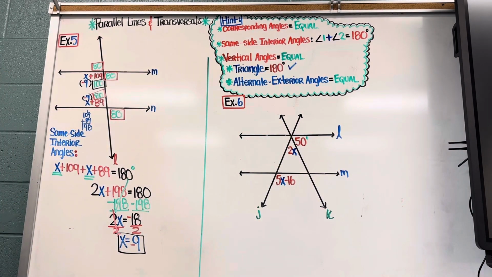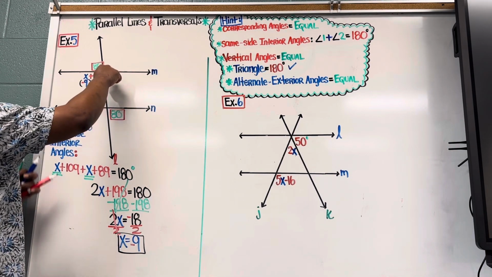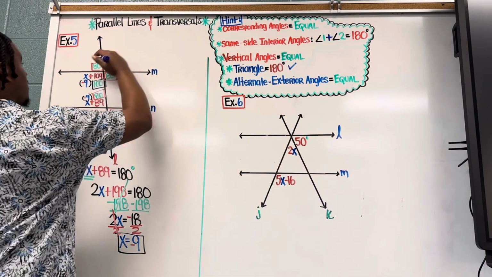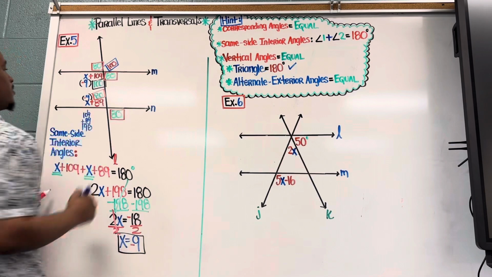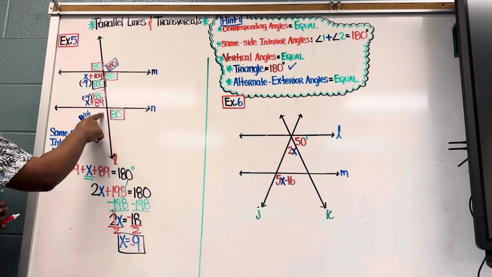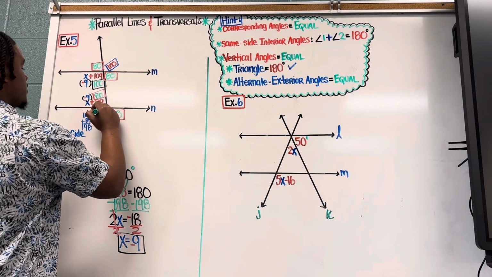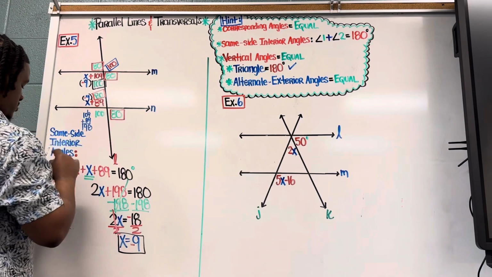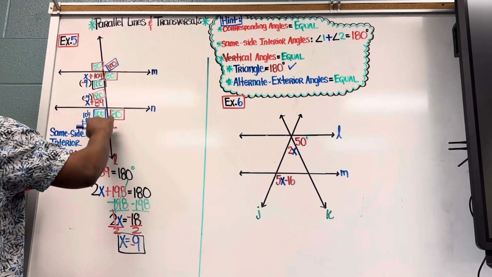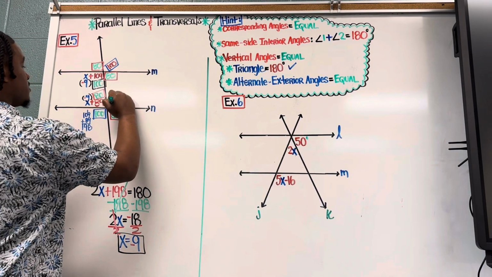Okay? Same thing with the 100. All right? This angle is 100 degrees. It's vertical to this angle, so this angle will be 100 degrees. Okay? This angle, 100 degrees, is corresponding with this angle, meaning that they sit in the same position. So that angle is also 100 degrees. And then last angle, this angle is vertical to this angle, so this angle is also 100 degrees.